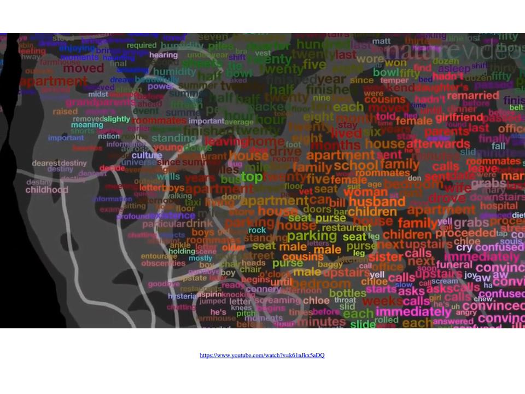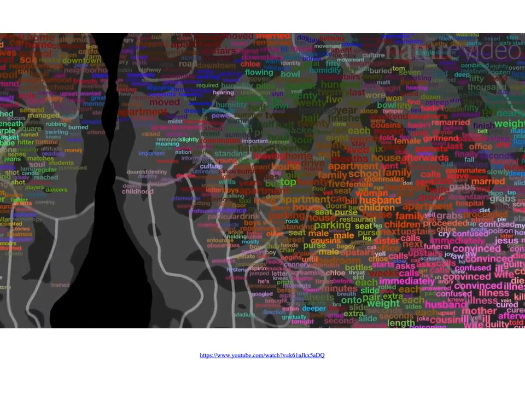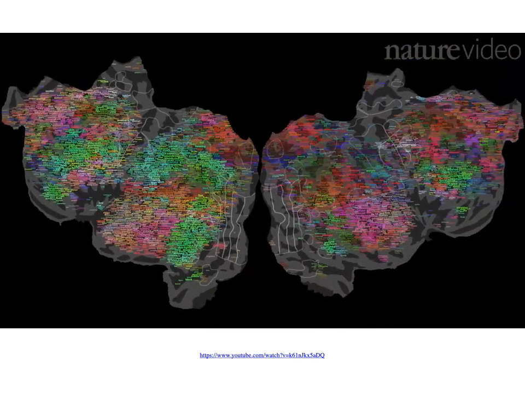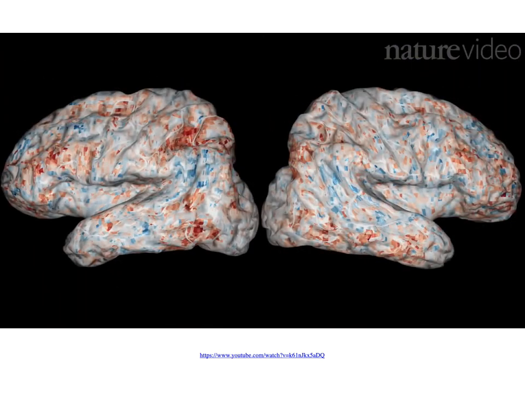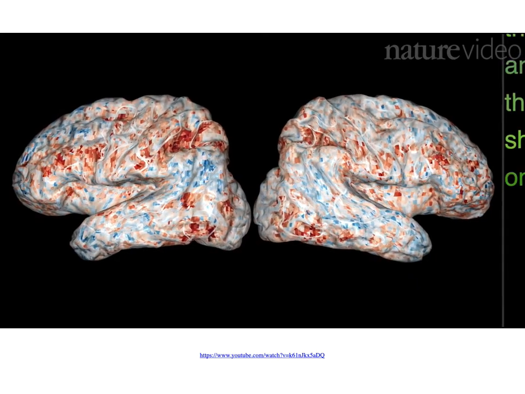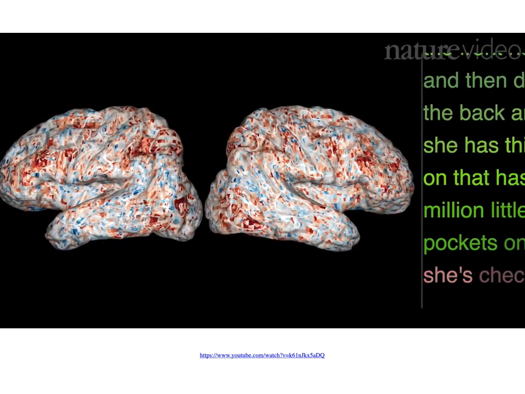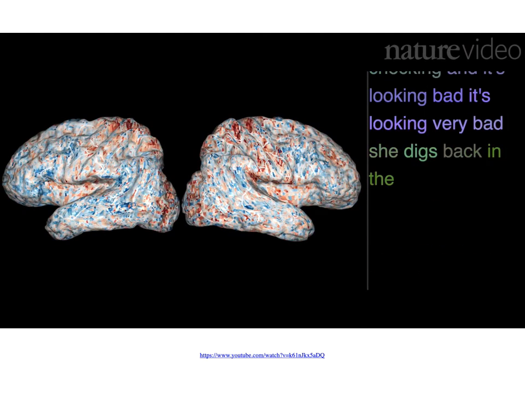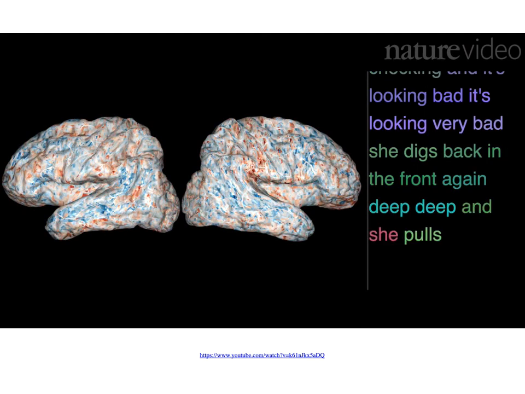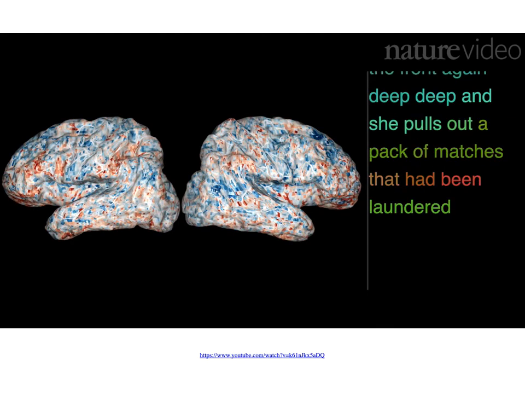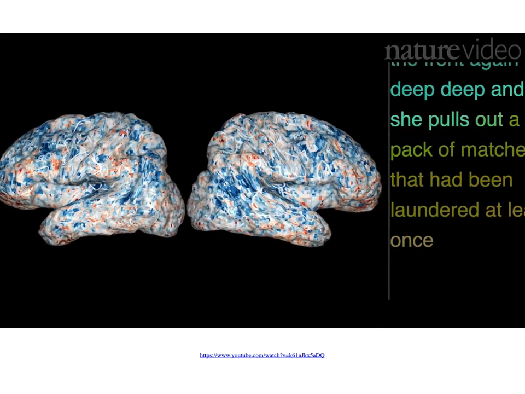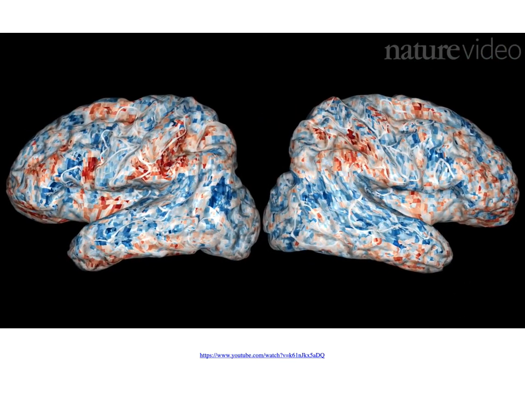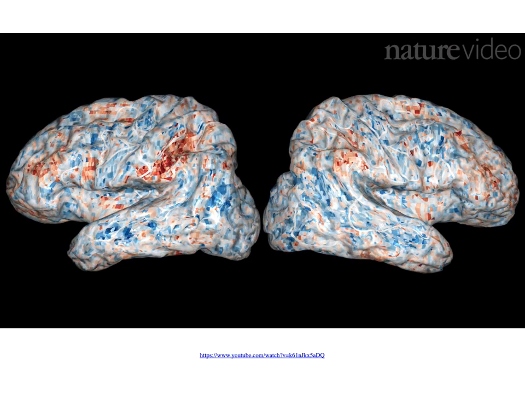We usually think of language as being restricted to certain sections, like the temporal lobe. So researchers were surprised to find activity all across the brain and in both hemispheres. The map was made by scientists at the University of California, Berkeley. They put volunteers in an MRI scanner and had them listen to stories for 2 hours. Back in the front again, deep, and she pulls out a pack of matches that have been laundered at least once. By monitoring blood flow to different parts of the brain, they worked out which places were responding to the meaning of the words, the semantics.